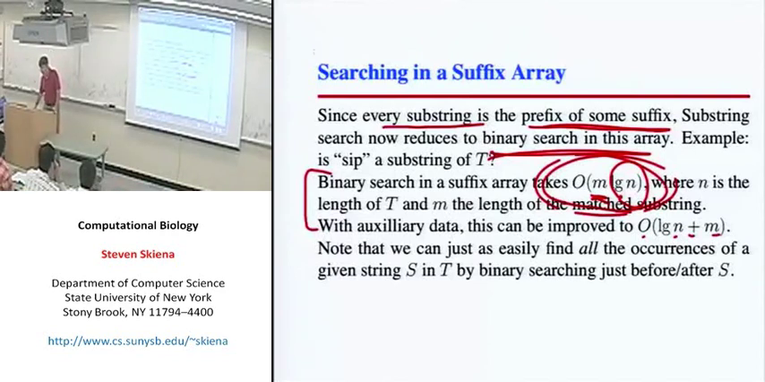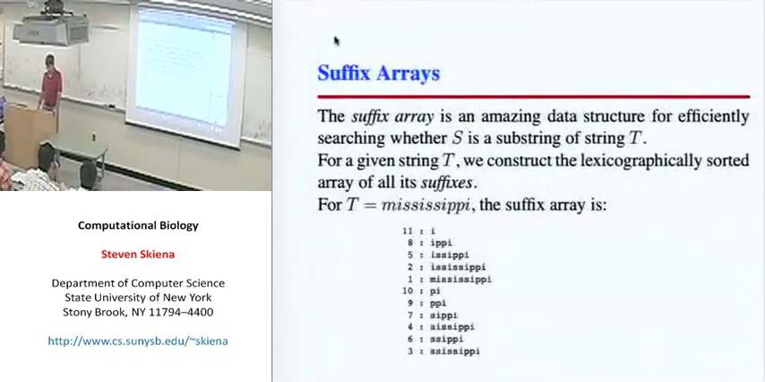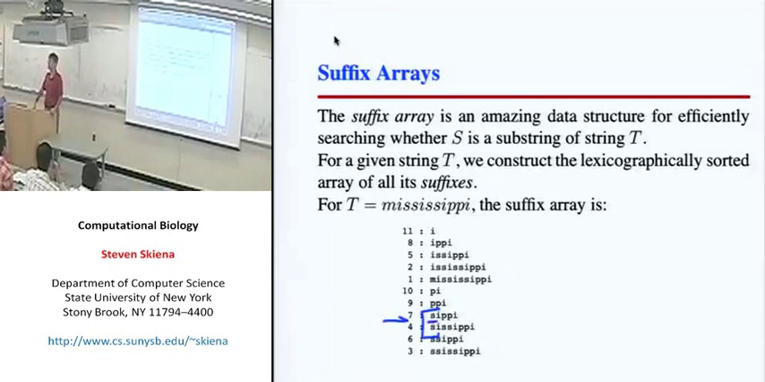Suppose I wanted to find out how many occurrences there are. Okay, let's go back a little bit. Suppose I want to find out how many occurrences there are of the string SI. SI occurs twice in Mississippi, right? M-I-S-S-I-S-S-I-P-P-I occurs twice, right? What does that mean? If I did a binary search for where SI was found, in log n steps, I would find where it is.